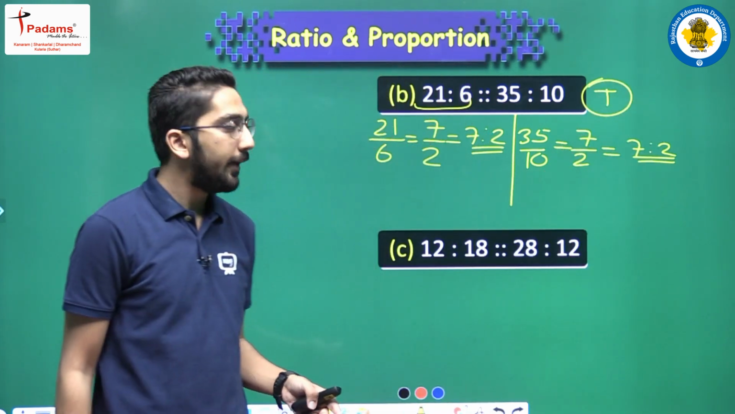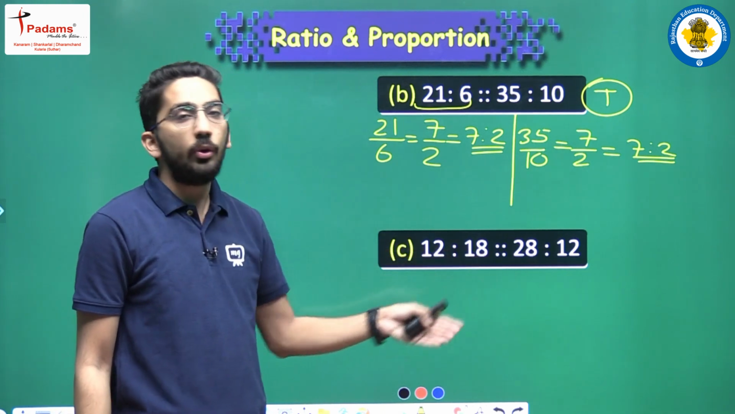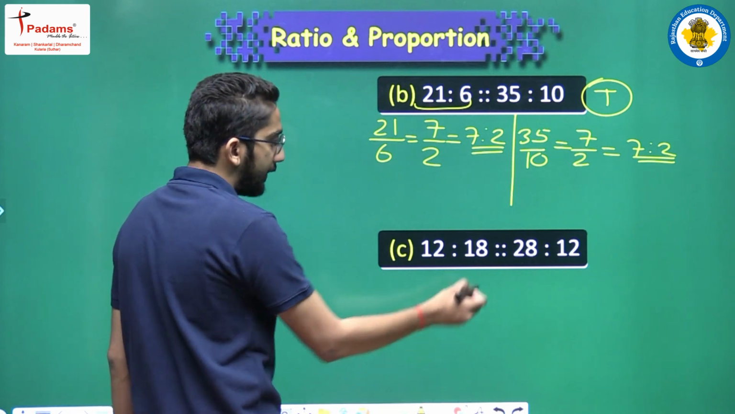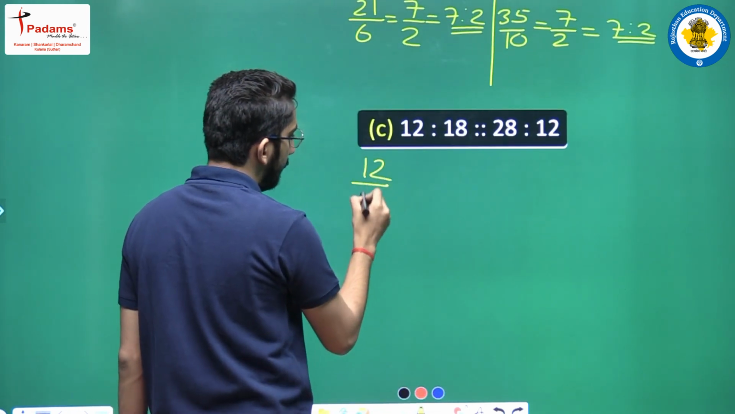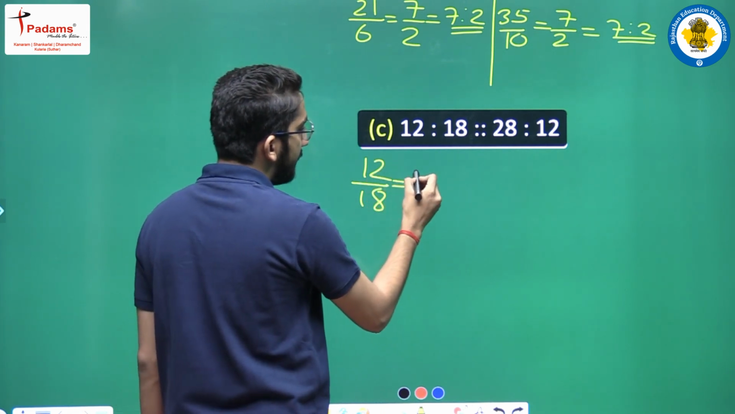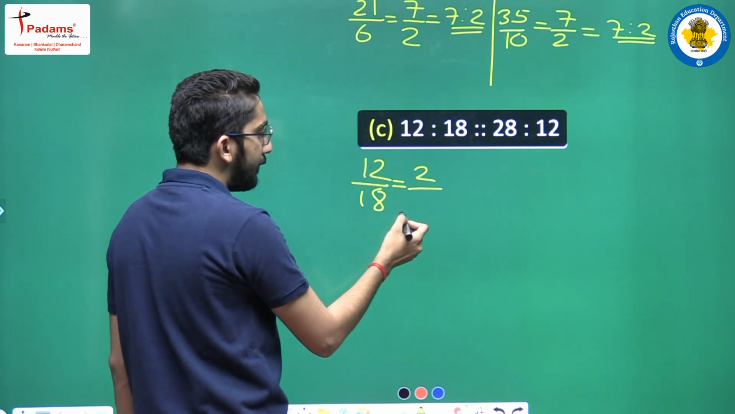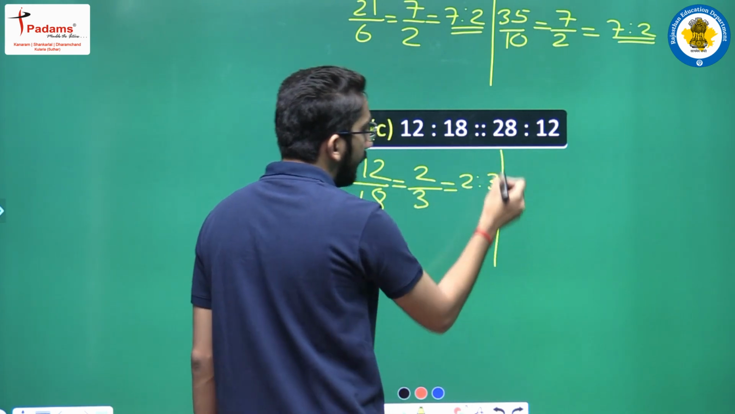ठीक है, क्लियर है. आगे देखिए 12:18 as 28:12. तो इसको भी हम चेक करते हैं. 12:18. You can divide both of them with 6. 12 divided by 6 is 2 and 18 divided by 6 is 3. So this becomes 2:3.